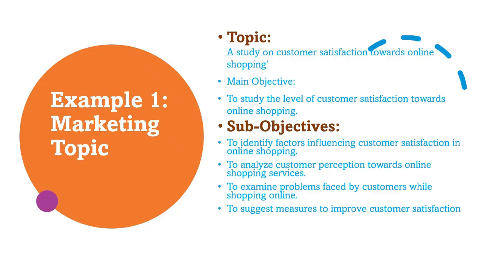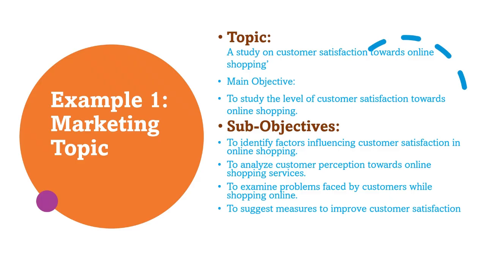Based on the above discussion, I am giving one example of a marketing topic. Suppose the topic is a study on customer satisfaction towards online shopping. So the main objective is to study the level of customer satisfaction towards online shopping. What are the sub-objectives? First, to identify factors influencing customer satisfaction in online shopping. Second, to analyze customer perception towards online shopping services. Third, to examine problems faced by customers while shopping online. Fourth, to suggest measures to improve customer satisfaction.